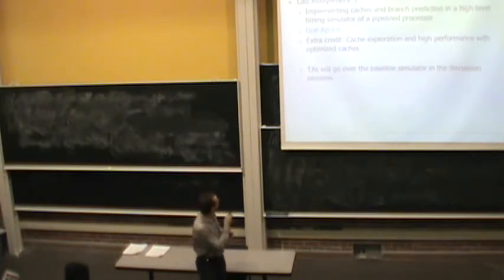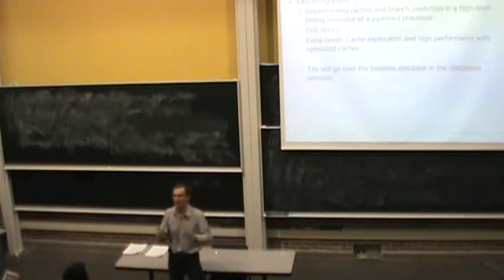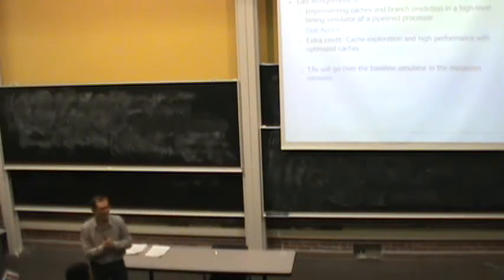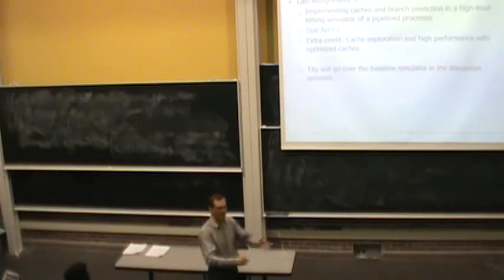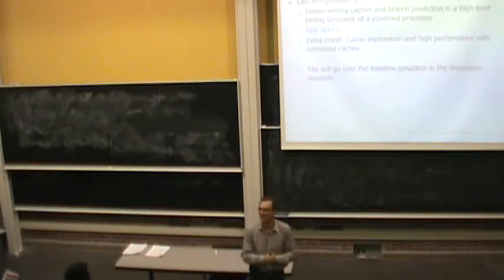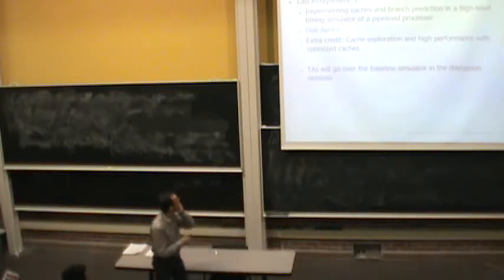Okay, and we have an extra credit assignment too. You will do cache exploration, and you'll try to get high performance with optimized caches, and we'll do the same thing. We'll evaluate the best 3 designs. Actually, it could be best n designs if all n designs happen to be within X% of each other, if you will, right? Just like we did last time for 4 people on the extra credit.